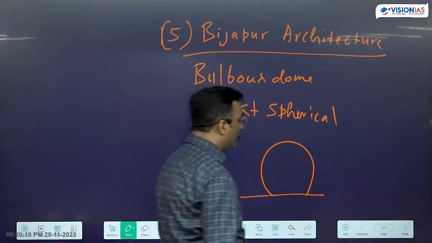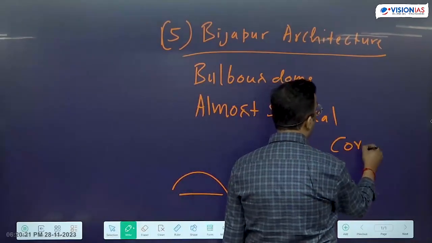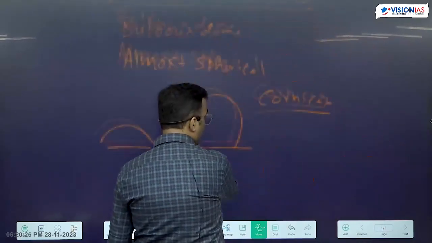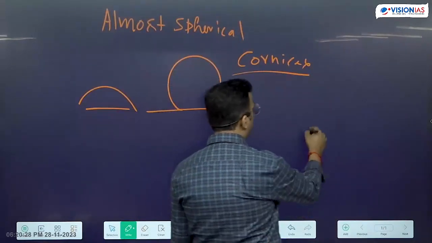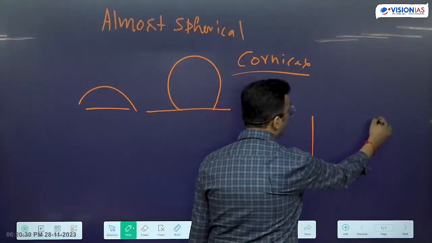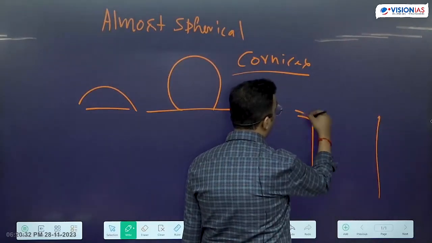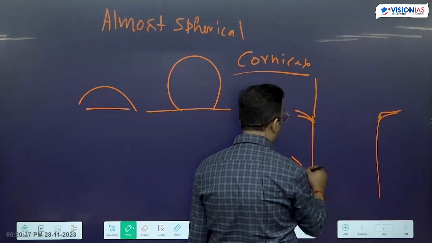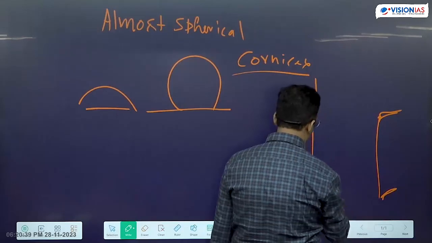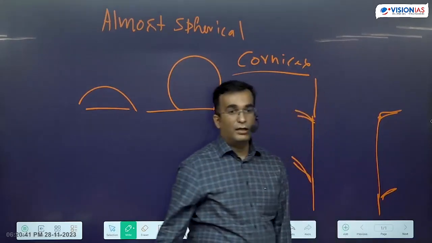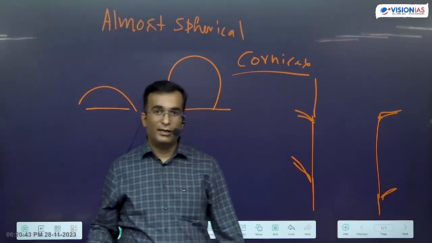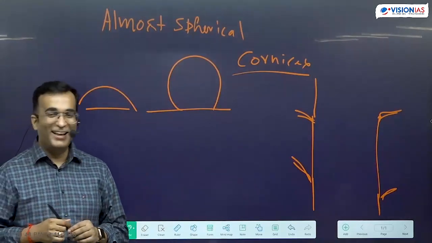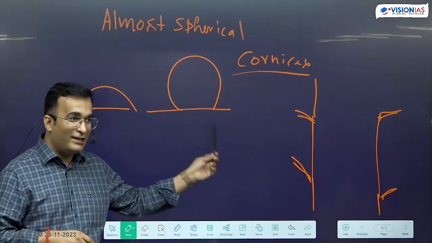Another speciality is that they also started creating cornices in their buildings. So what is a cornice? Let's understand. Suppose the building is like this, so the outer extending structures in the buildings are called cornices. In Hindi, the word is chhajja, outside the house, okay? So that is a cornice, and they created these cornices.